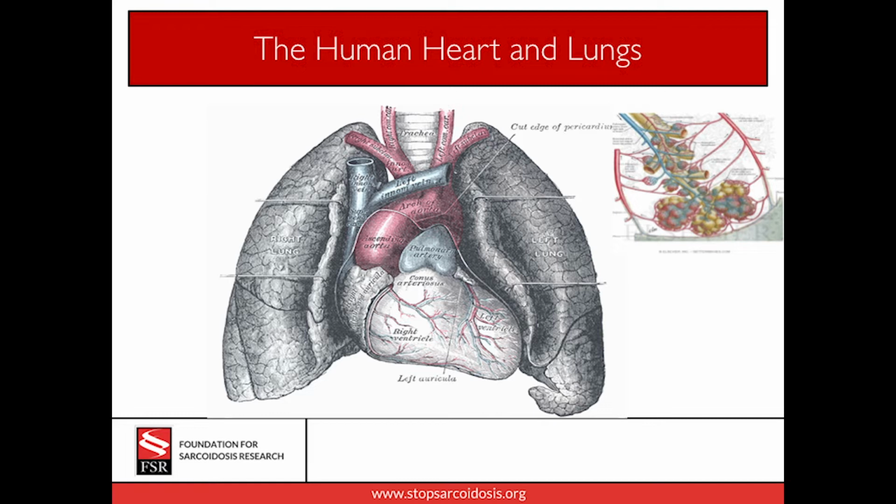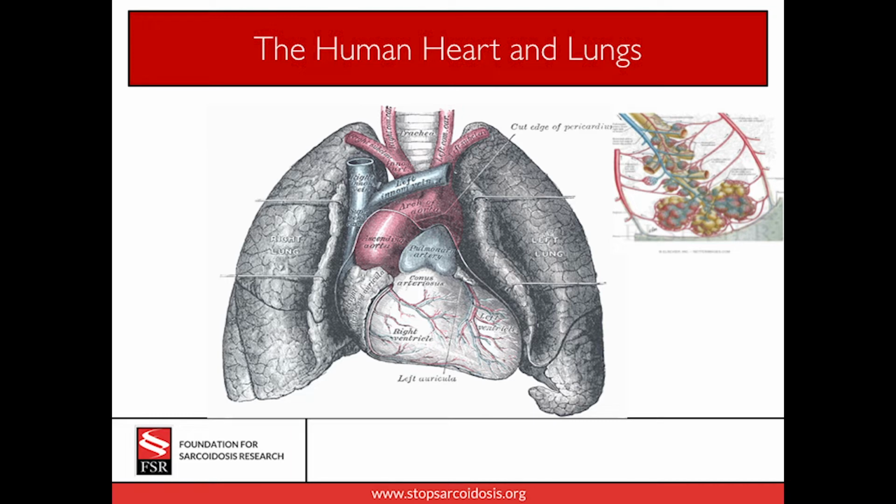The blood from the rest of the body comes to the heart, which pumps the blood through this blue trunk into the lungs, where there is gas exchange. After oxygen is picked up and carbon dioxide is dumped, it comes back to the left side of the heart, where the heart then pumps it to the rest of the body to deliver oxygen. In this small insert, at a microscopic level, you can see the small little bubbles wrapped around by capillaries, and that's where the gas exchange occurs.